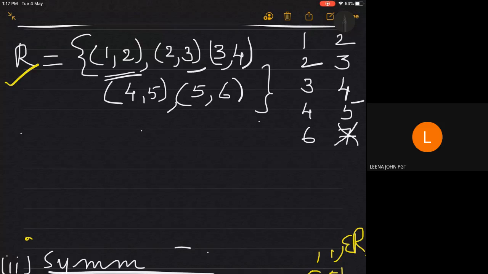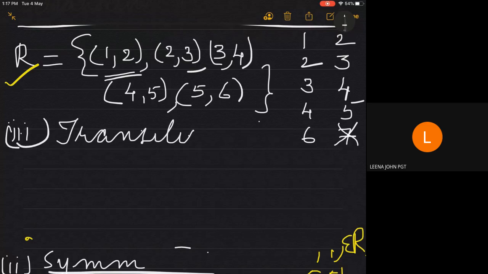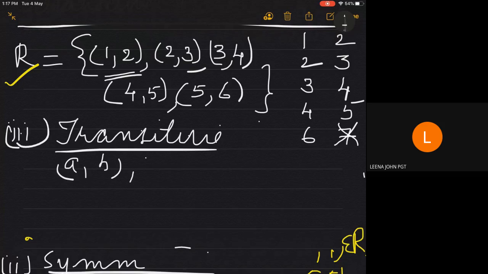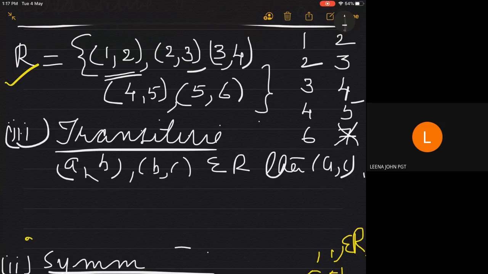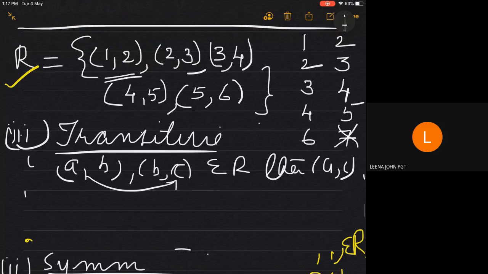The third one is transitive relation. The basic definition: if (A, B) and (B, C) are present in R, then (A, C) is present in R. Only if such an existence is there, R is transitive. So this is a conditional statement.